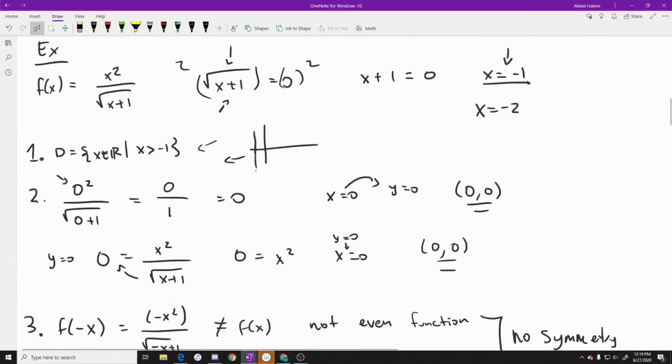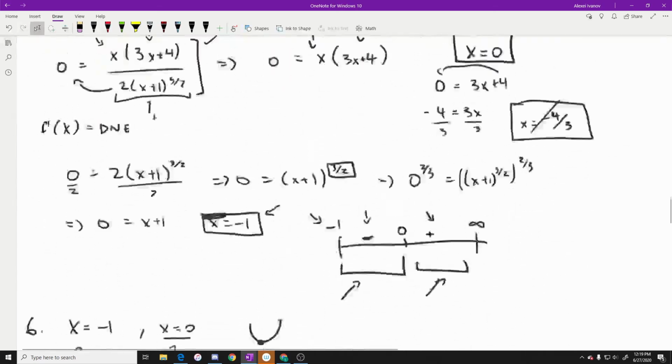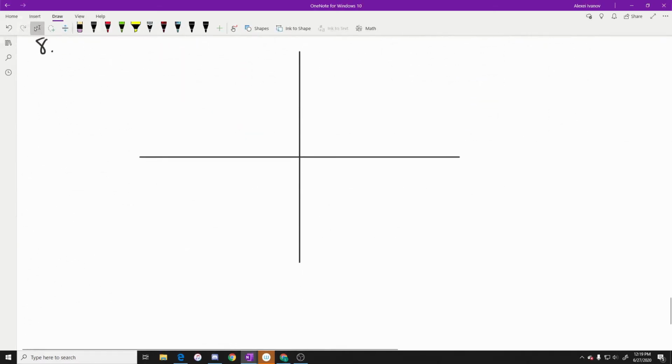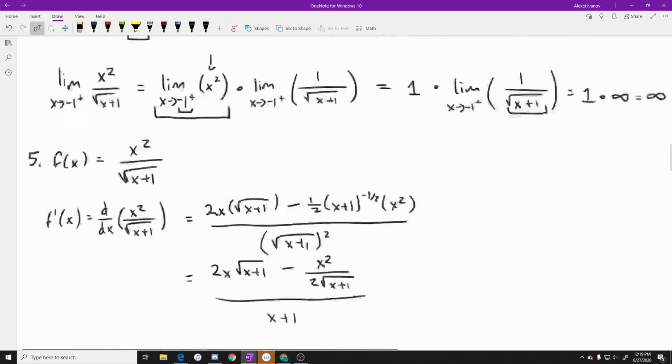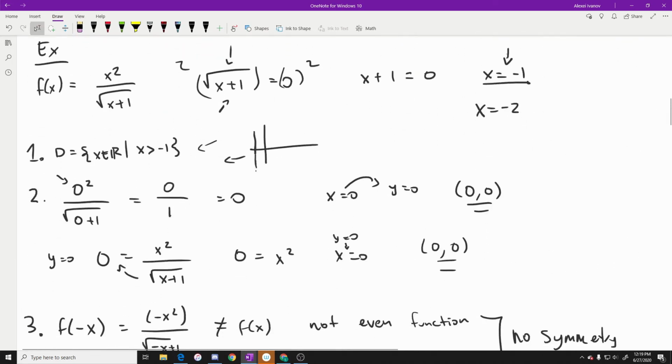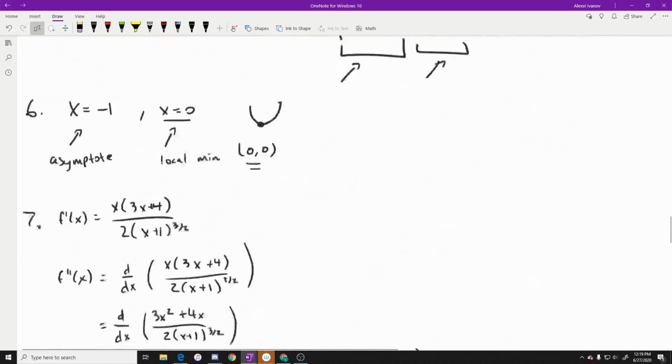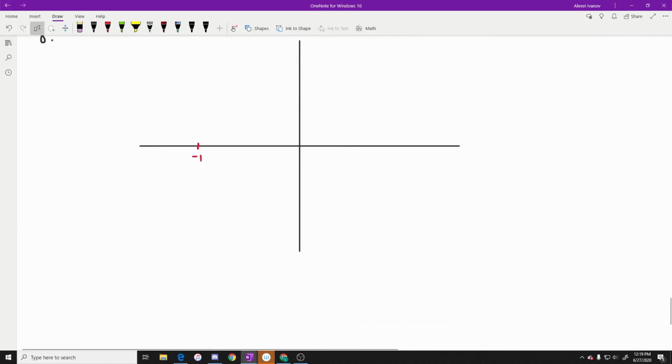So if we go back up to step 1, we see that we have a domain where x is greater than -1. So I'm going to go ahead and mark x = -1 on our axis. Let's put it somewhere right here. Now we're going to go up to step number 2 and figure out what we had there. In this case, we had the x and y intercept, and in both cases they were (0, 0). So let's go ahead and plot that point on our axis.